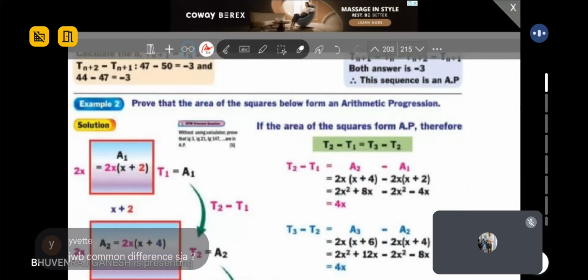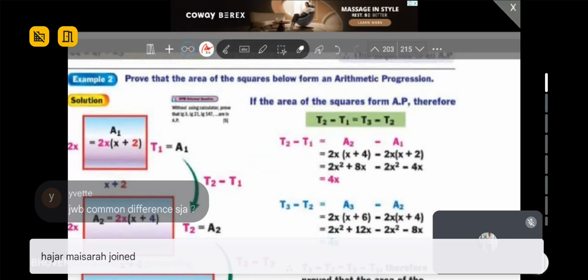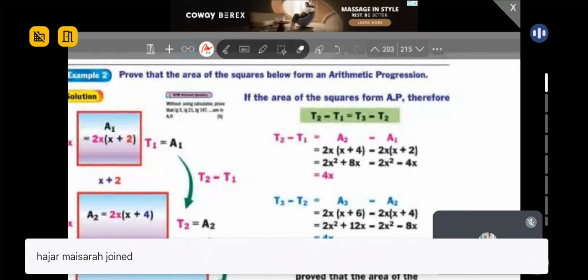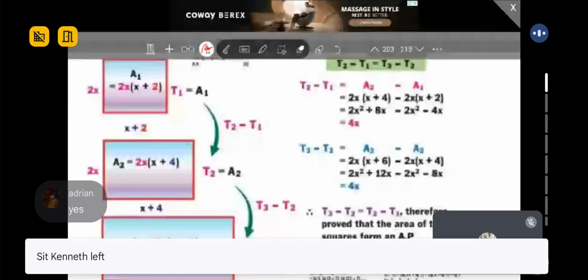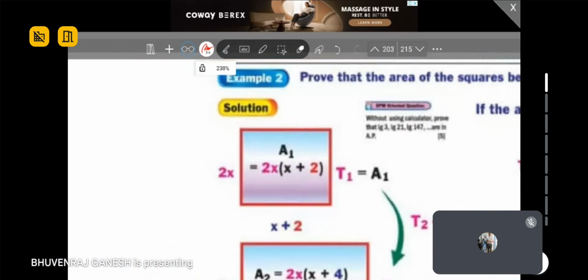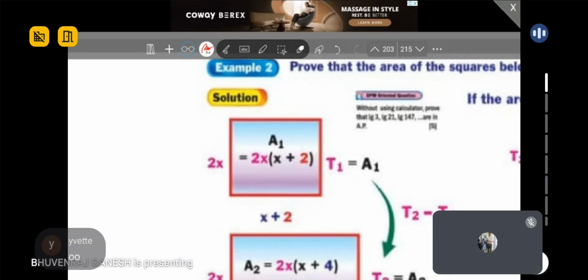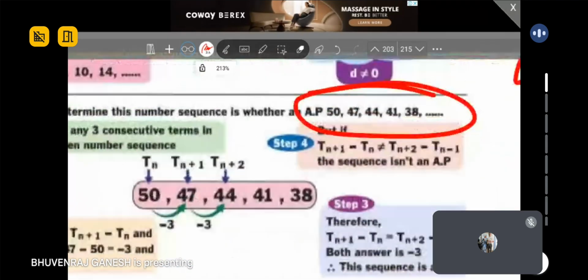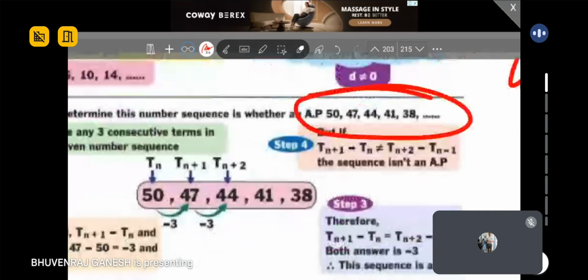Okay, so now, let me see. They want you to prove something over here. They want you to prove that the area of the squares form an arithmetic progression. So guys, you can see the squares over here. Boleh nampak segi 4 sama. Yes, kalau kamu nak bagi tahu nilai pun boleh. Okay, common difference of negative 3. Boleh spesifik nilai dia juga.